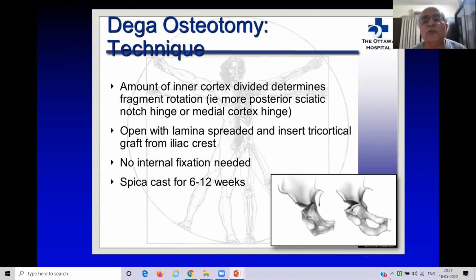Open with a lamina spreader and put a tricortical graft. Even in Pemberton we have to put a graft. Here also we need to put a graft, but no fixation. It is stable because we are not cutting on the medial side, we are cutting only on the lateral side. The hinge is kept intact, and the spica for 6 to 12 weeks.